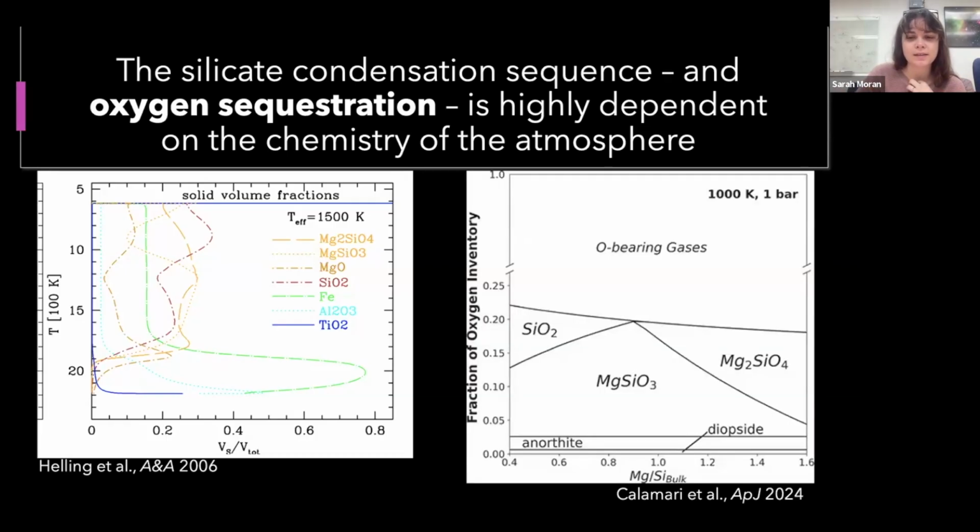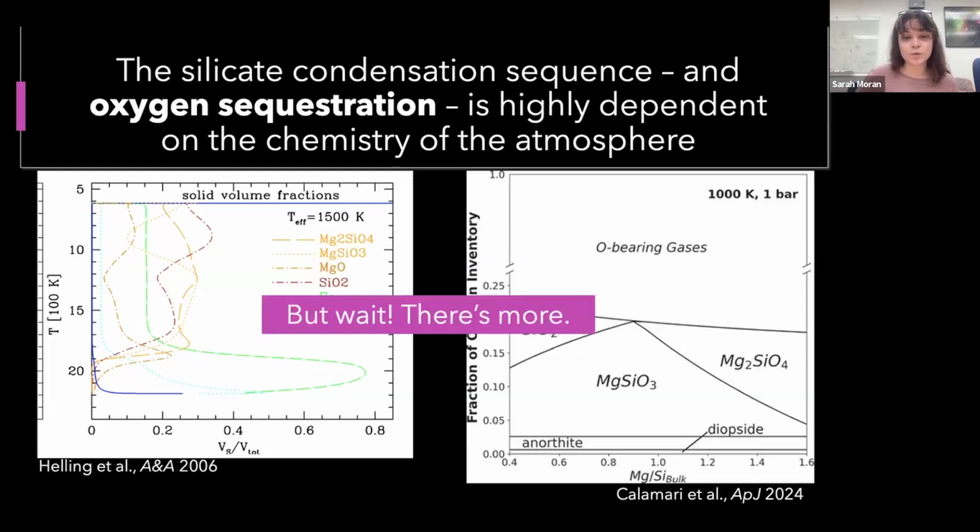But then even more recently, this paper came out led by Emily Calamari showing you absolutely can make SiO2 in thermodynamic equilibrium, and it just depends on the balance of magnesium to silicon you have in your atmosphere, and that determines how you sequester those clouds into different species. So we're starting to put together this understanding based on the chemistry of how this is working, but we can actually do one better.